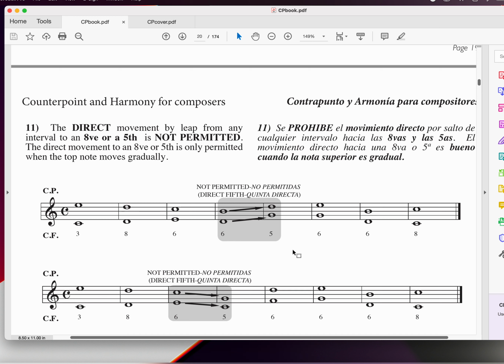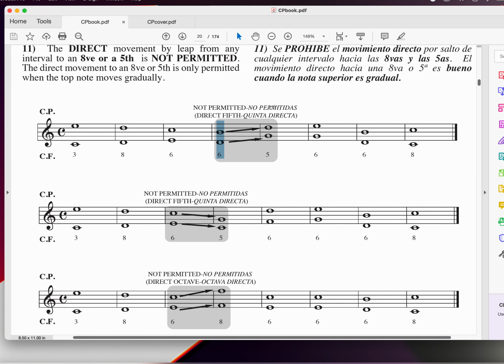There's another not permitted movement with a fifth: when both of the voices, the bottom and the top, jump. When I say jump, they're not gradual. For example, in this one the top note, B, jumped to the D because there's another note that fits in between. That's called jumping. It makes a leap. And when both notes make a leap, even though the first one in this case is not a fifth, it's equally not permitted. You shouldn't do that. Same thing if it goes up or down.